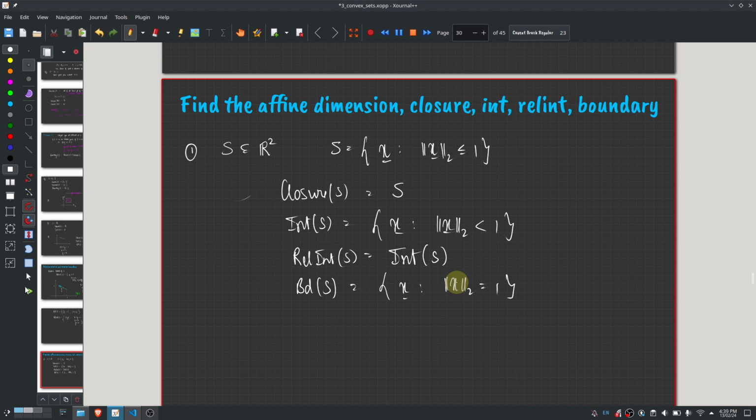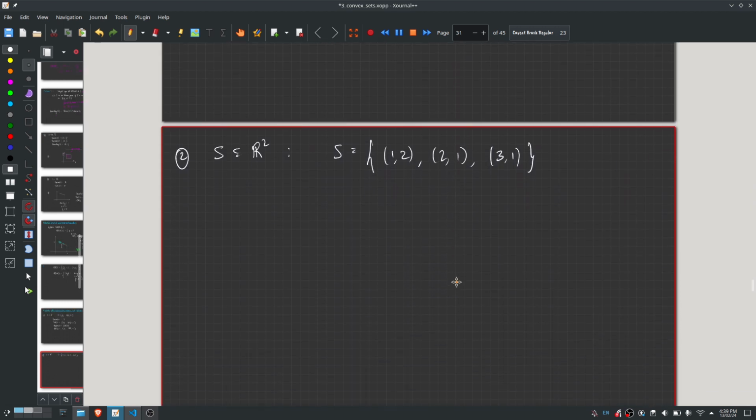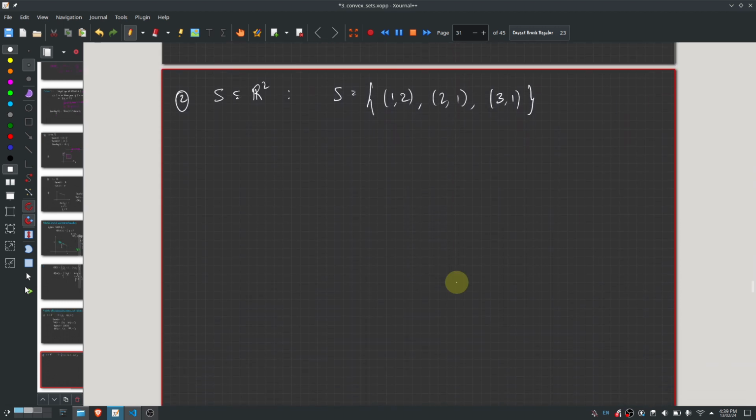Okay? It's going to be all of Rn, in this case R2. Okay? What about this particular set? The set contains just 3 points: (1, 2), (2, 1), and (3, 1). What is the closure of S?